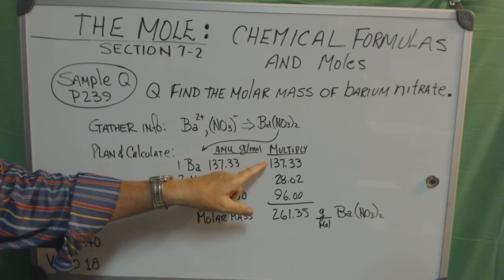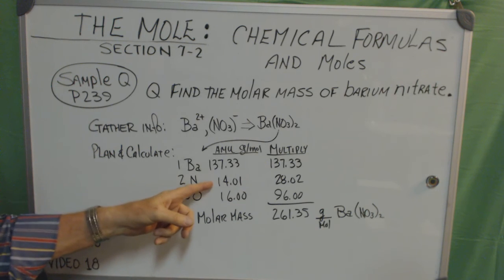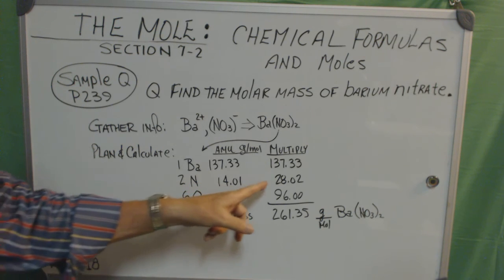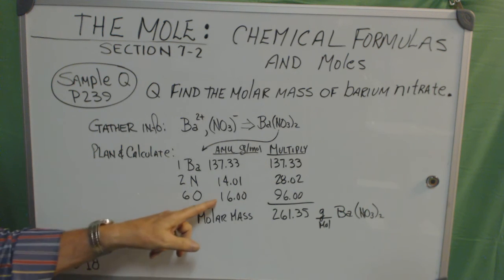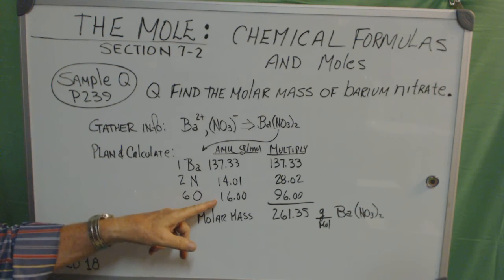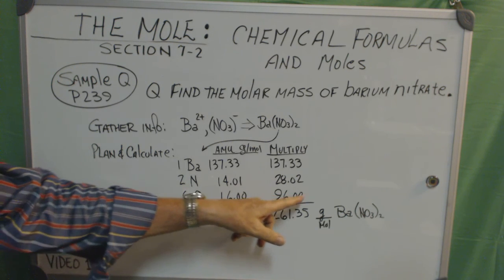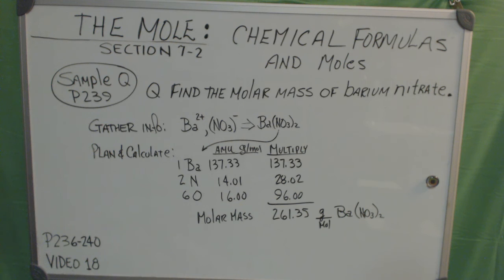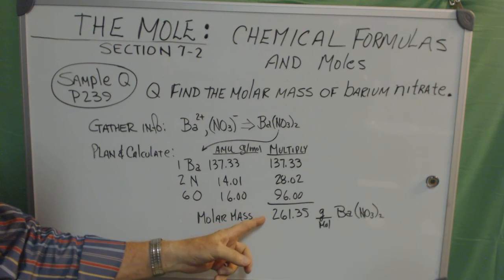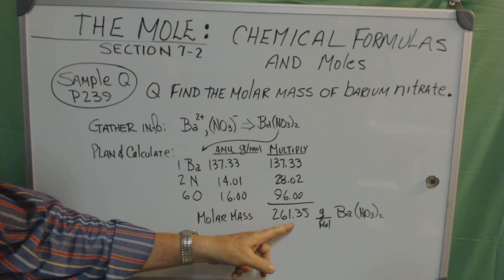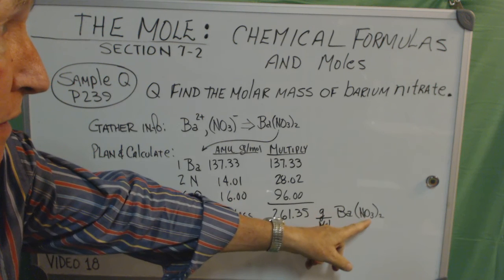So I take these and multiply them by the numbers that I have in there, and I see that barium stays the same, 137.33. I have 2 nitrogen atoms, so that's 2 times 14.01, I get 28.02. And I have 6 atoms of oxygen. Oxygen is 16, so 6 times 16 is 96. And these are all grams per mole. I add these up, and I get a total molar mass of 261.35 grams per mole of barium nitrate.